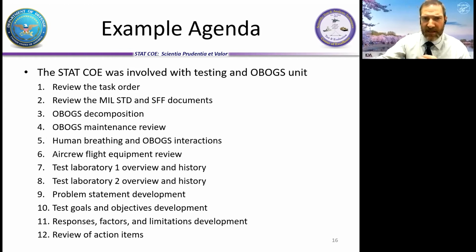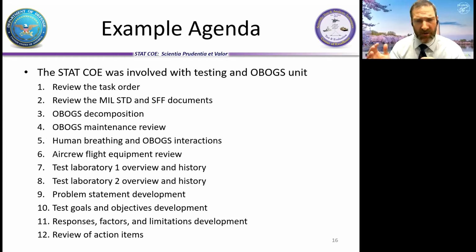This is an example agenda we came up with. We were testing OBOGS, the onboard oxygen generating system for an aircraft. And it went quite well. And this was not the first attempt. It took a few attempts to sort of organize this. It was a 2-day event, full 2 days. And so, generalized here without putting any specific information, right?